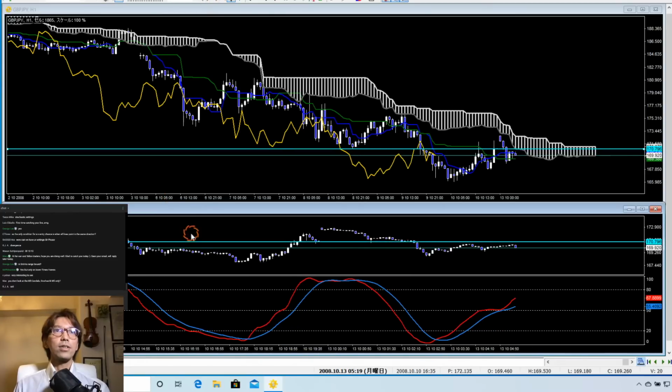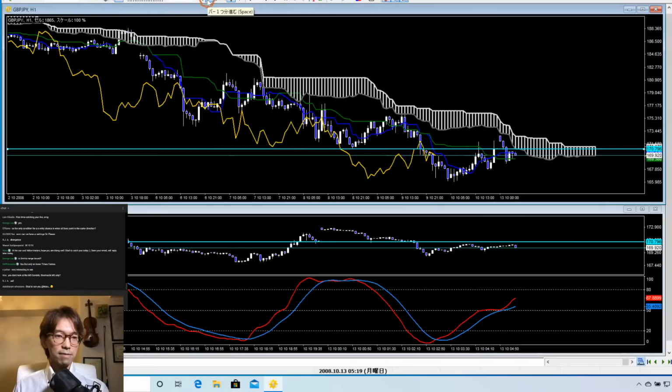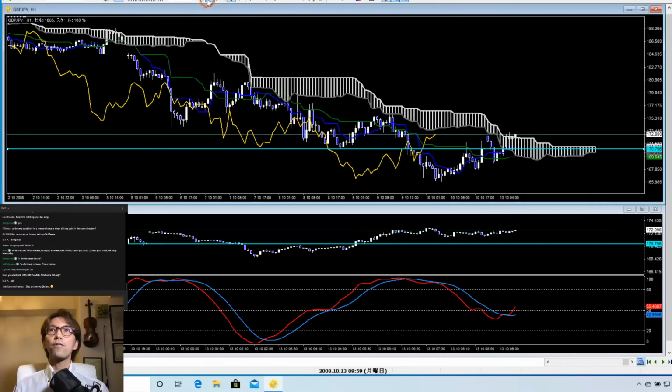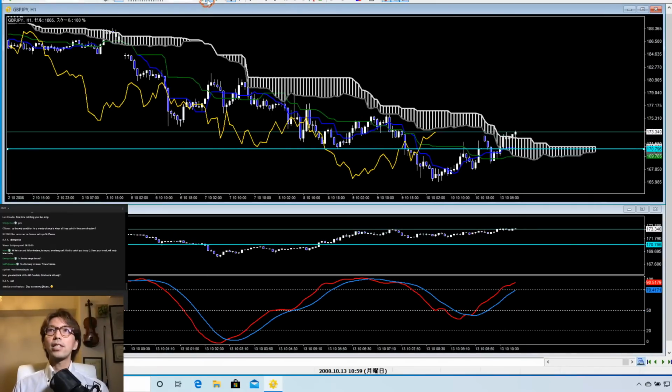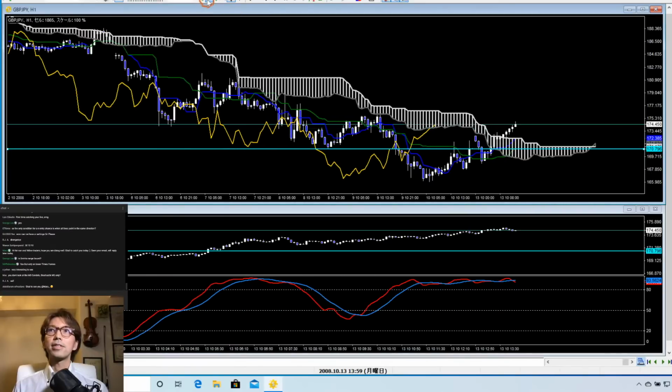So don't look at the 5, right? Don't look at the 5, just look at the 1 hour. And let me move the candles one by one by looking at the 1 hour chart now, because Kumo's flat and Kijun Sen's flat now, right? So let me just fast forward a little bit until I see the next decent trend.